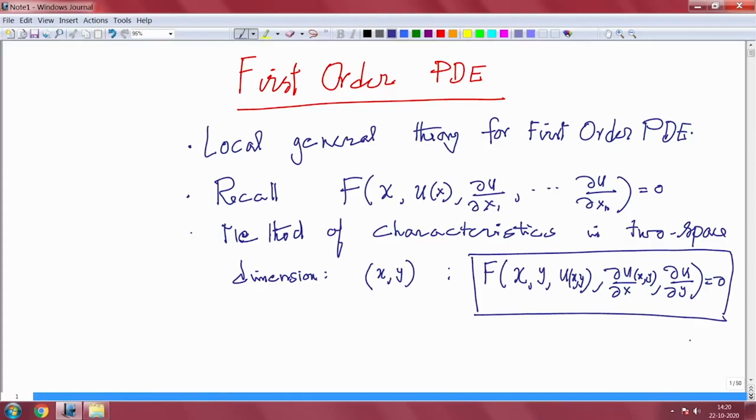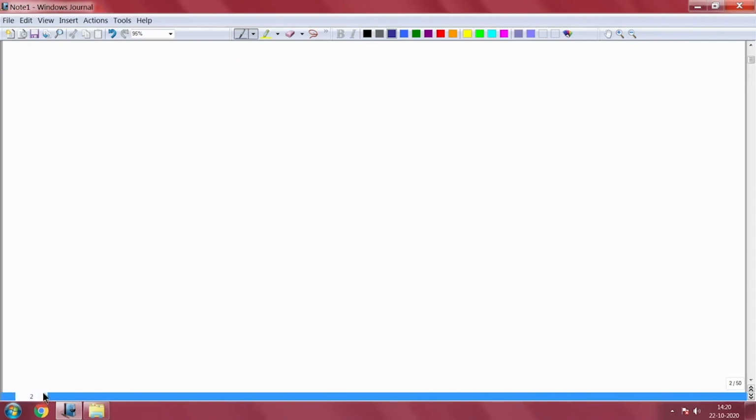So, we will start with an example to begin with, that is better. An example to motivate you what this characteristics is all about. Let us consider, instead of y, for the time being u of x, t. The reason for using t is that t is something like a time variable. This is only for this example; later we will come back to the notation u of x, y.